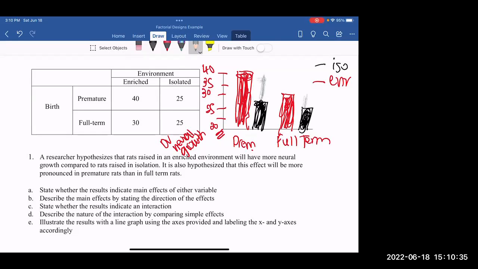And again, the interaction is simply the fact that the difference for premature rats is a 15% difference in neural growth compared to full-term rats, where the difference is only 5. Okay, so the effect of environment, or enriched versus isolated, depends upon the birth of the rats, whether they're premature or full term. Okay, so hopefully this makes sense.